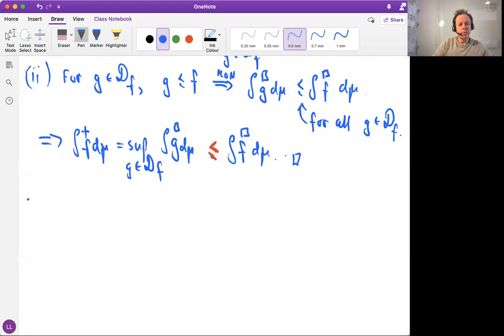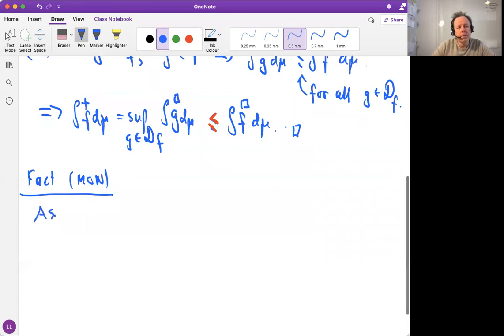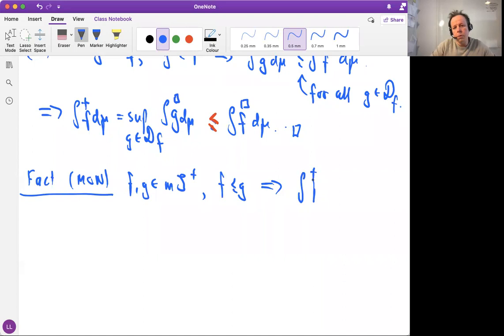The next thing we want to do is to prove monotonicity. So what do we do? We assume the claim is that if f and g are now in this general non-negative measurable setting, and f is less than g, then we claim that these integrals are ordered also in this setting, in the real general setting. So we have monotonicity. Why is this true?